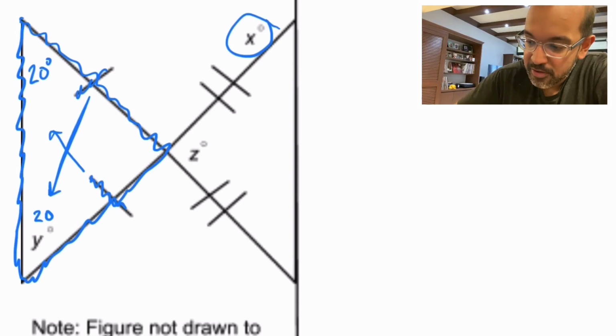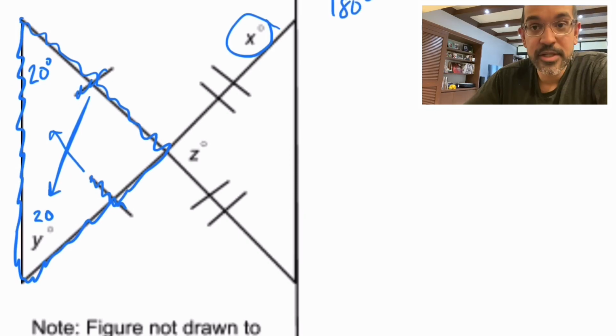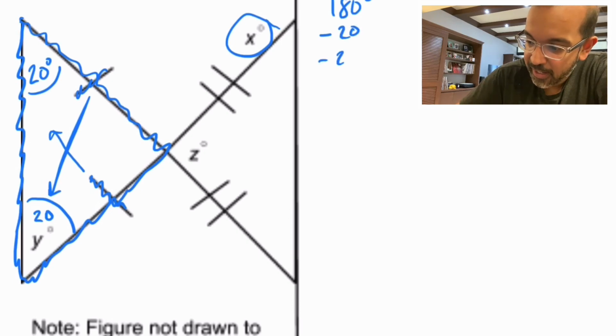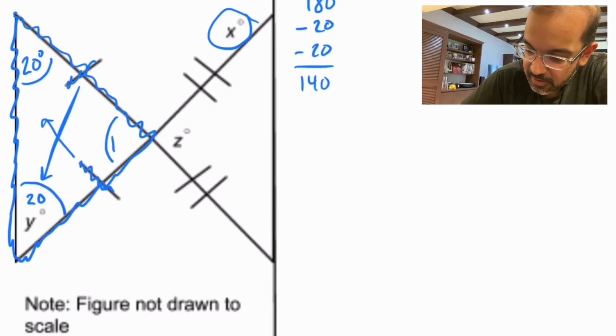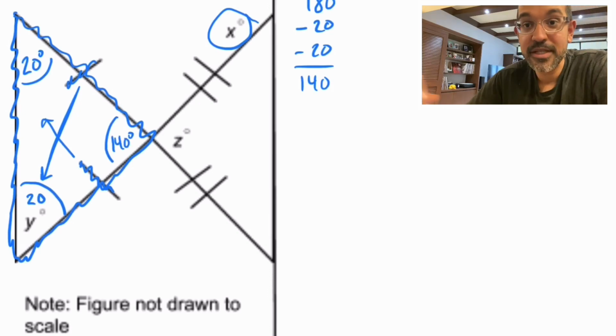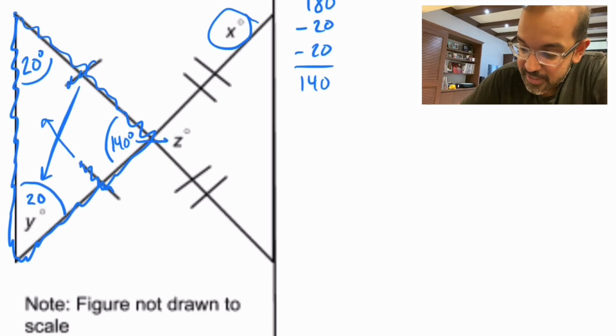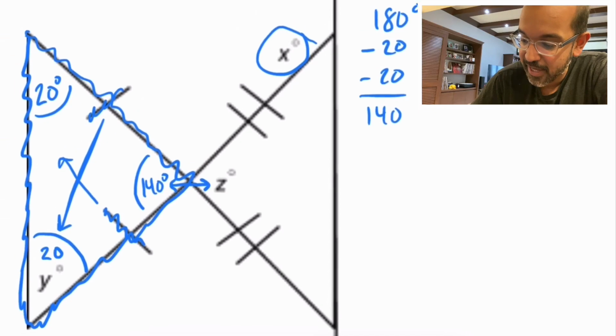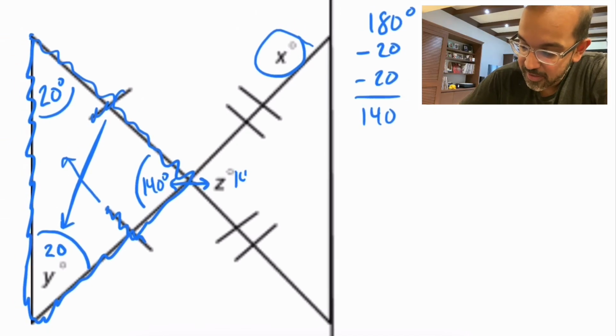Now we can do something, okay? A triangle is in total 180 degrees. So if we know that this is 20 and this is 20, we do 180 minus 20 minus 20, and what do we get? 140. So we know that this degree measure here has to be 140 because that's what's left over from that triangle. Well, the other thing is that these angles that are opposite from each other also have to be equal. So this Z angle here also is 140, okay?